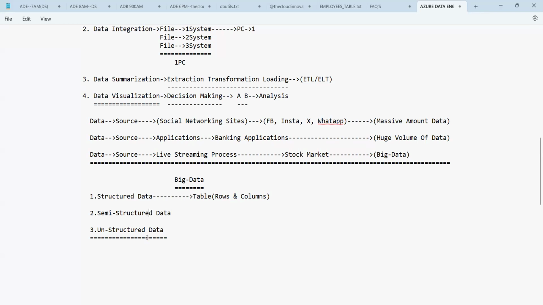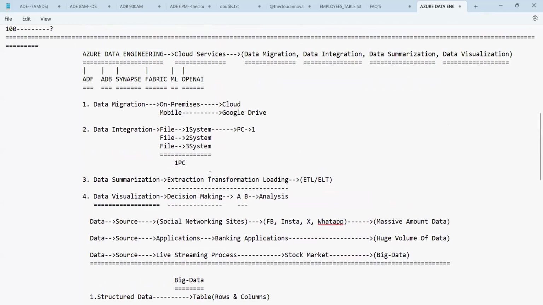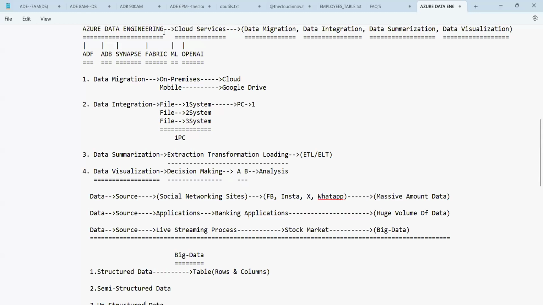Now that's it, guys. The semi-structured data and unstructured data, and how they work, we will start from tomorrow onwards. Let me just brush up once again. Basically, Azure data engineering is the cloud services where we have data migration, data integration, data summarization, and data visualization. These are all the jobs we can perform.